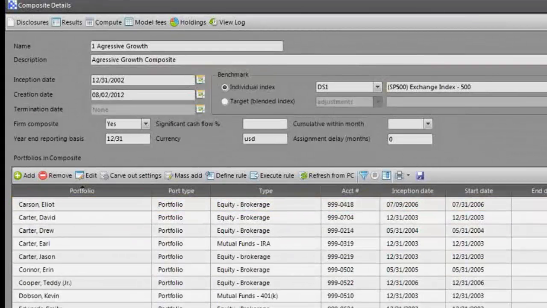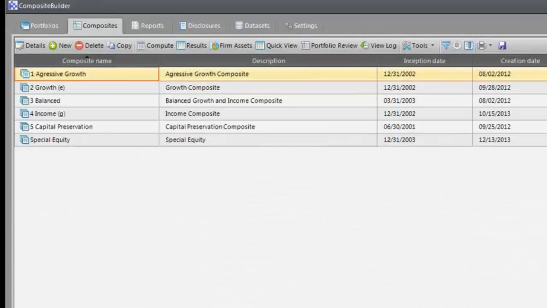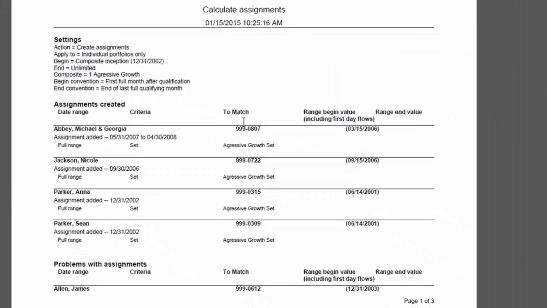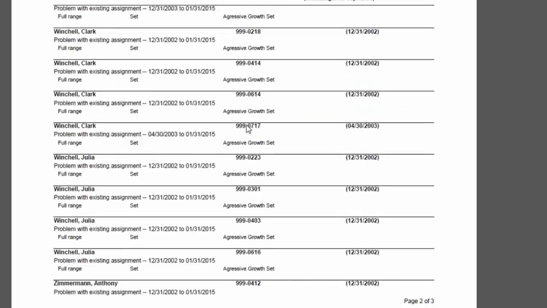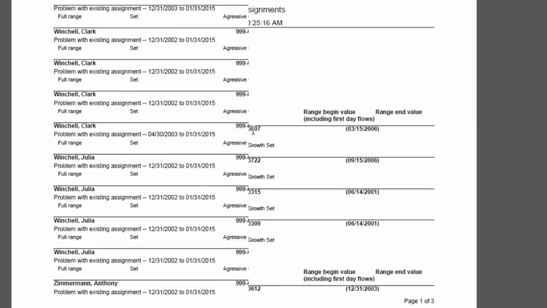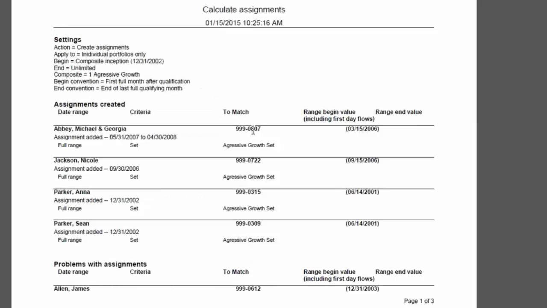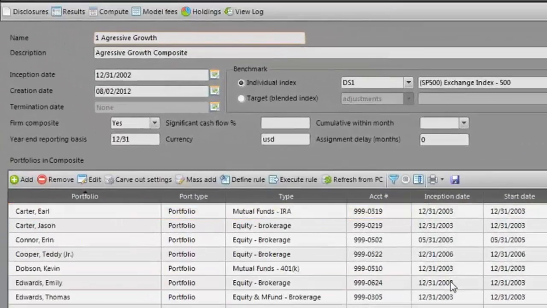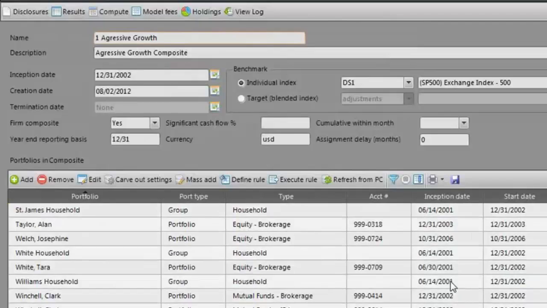Okay, now it's added everything, and I've got a status report that's popped up behind here somewhere due to GoToMeeting. Oh, here it is. And it's telling me every portfolio that was added, and it will also tell me any portfolio that could not be added, and that's because I've got portfolios that were in that set that were already included in the composite. So it gives me a status report, it tells me what it did, and then I go back and I can see here's all the members of that composite.